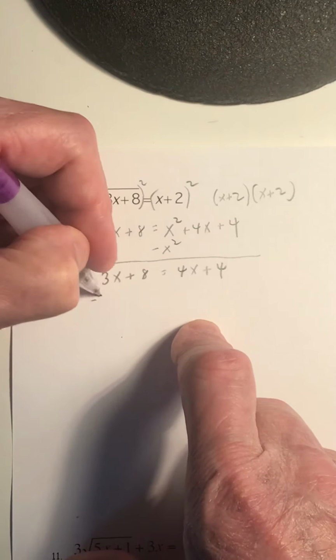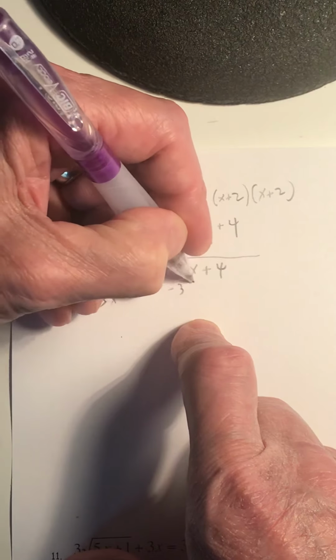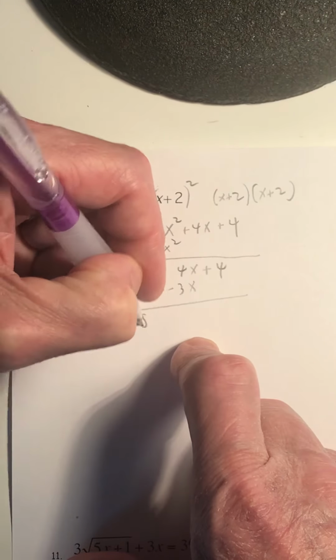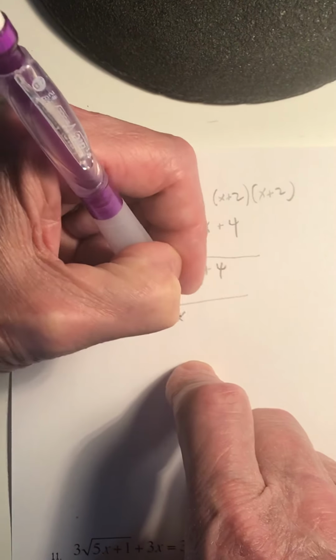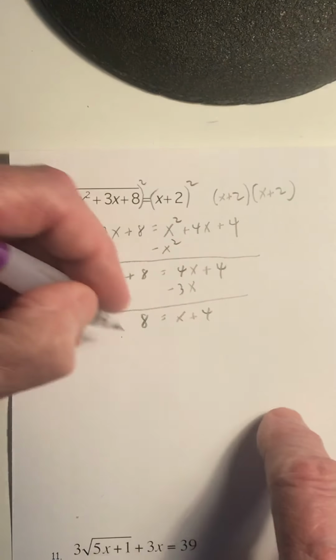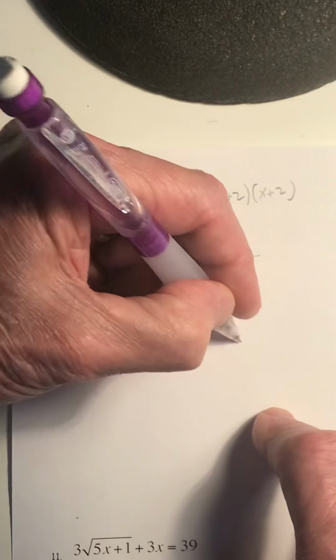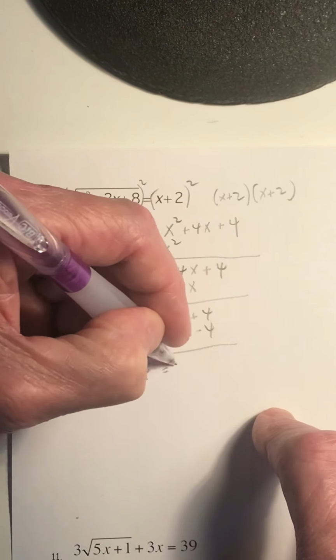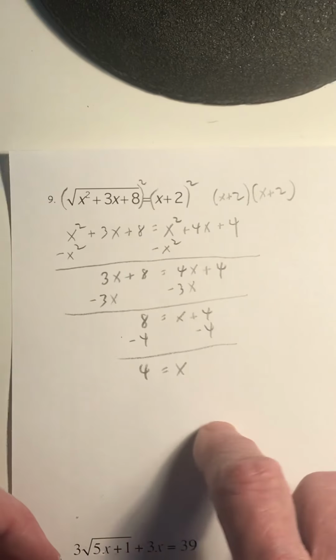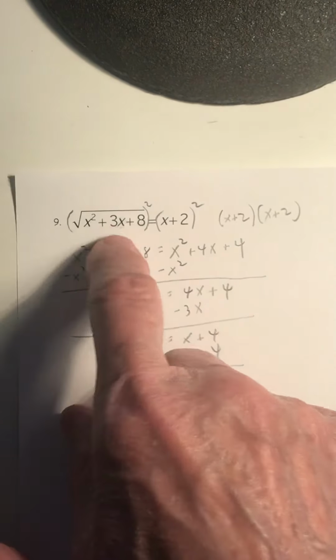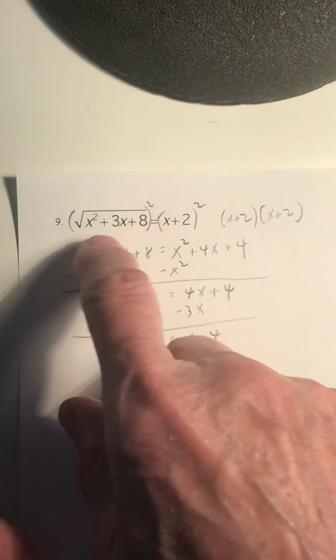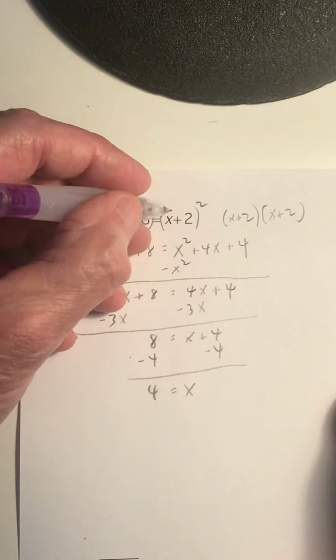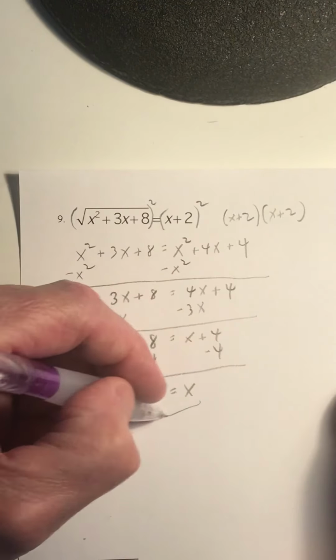Take away 3x from both sides, and it says 8 equals 1x plus 4. Take away 4 from both sides, and we'll have 4 equals x. And if you try the 4 in there, it does work. It comes out square root of 36 equals 6, so it's fine.